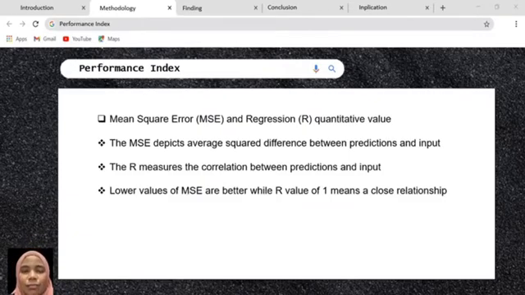The next methodology is the performance index. The performance indices are mean square error, MSE, and regression R, which are quantitative values. The MSE depicts the average squared difference between prediction and input. The R measures the correlation between prediction and input. A lower value of MSE is better, while an R value of 1 means a close relation.